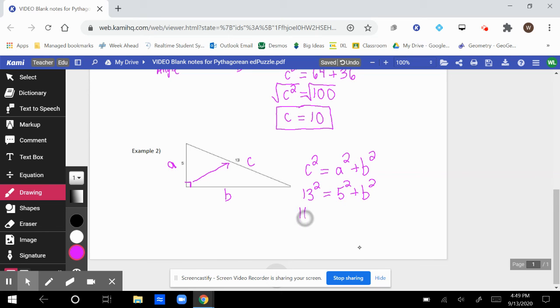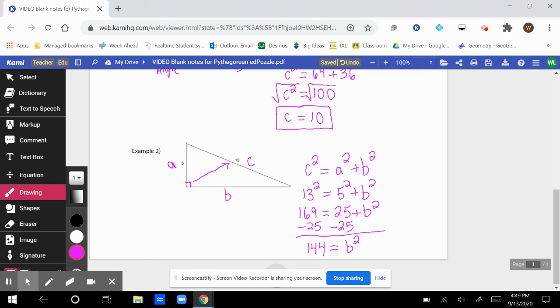13 squared, you get 169. 5 squared, we get 25. Still just B squared. Now algebraically, we want to solve for B. First, we need to subtract this 25. Whatever you do to one side, you must do to the other side. That's the golden rule of algebra. And I'm left with 144 equals B squared.